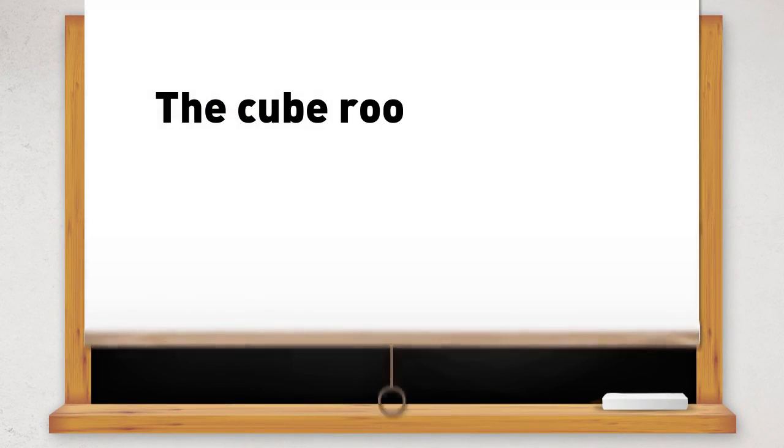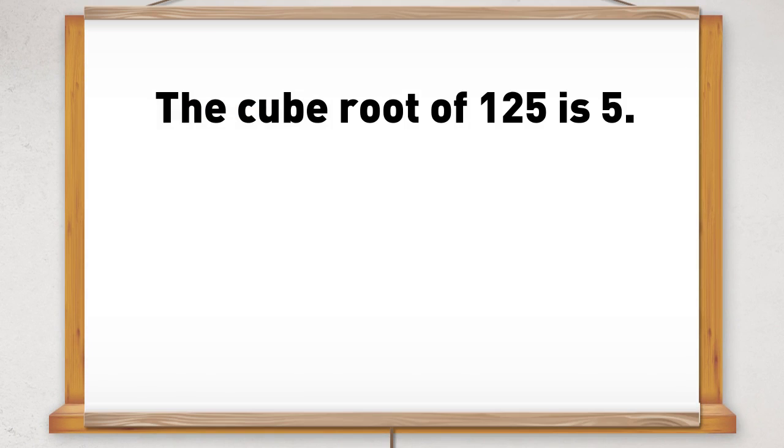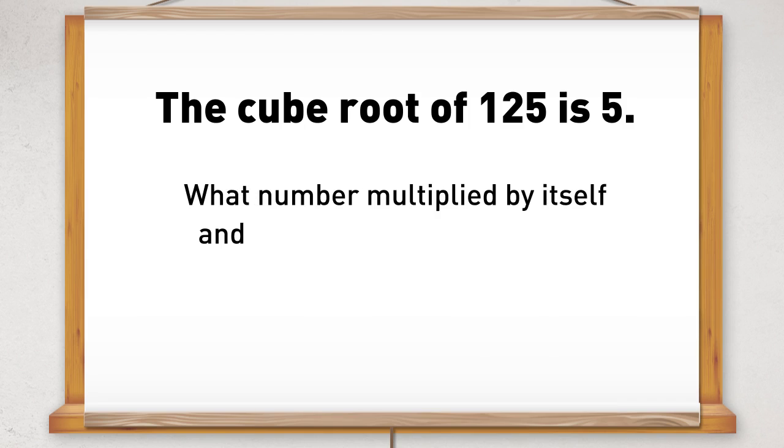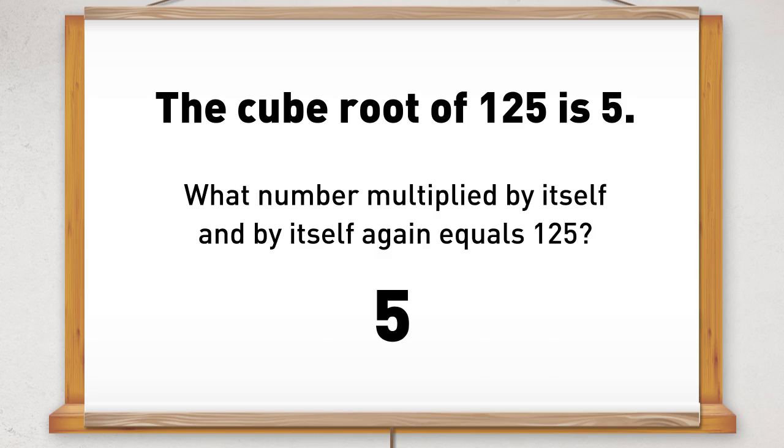The cube root of 125 is 5. You ask yourself, what do I cube to get 125? Or what number multiplied by itself and by itself again equals 125? In this case, the answer is 5.